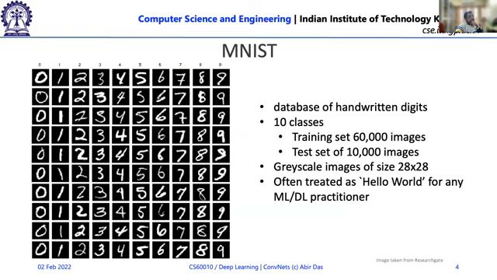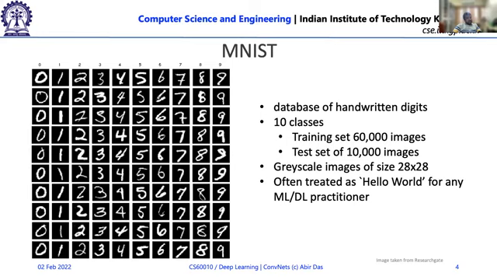MNIST is a database of handwritten digits. It has 10 classes, that is 0, 1, 2, 3 to 9, so 10 digits from 0 to 9. And it has images of these handwritten digits. It has 60,000 images in the training set, and the test set has 10,000 images.